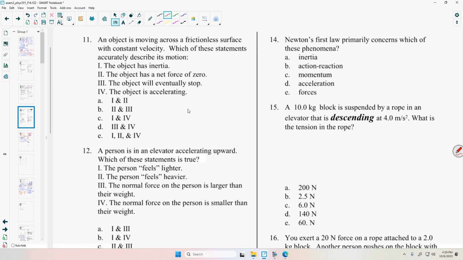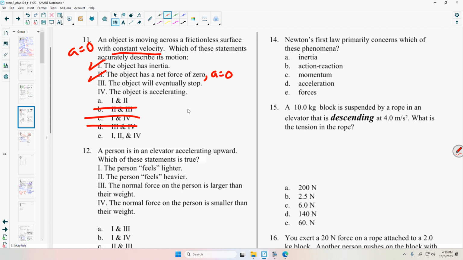Okay. See several of these. So, which of these statements is true? If an object is moving across a frictionless surface with constant velocity. So, no friction. A is equal to 0 if it has constant velocity. The object has inertia. Yeah, every object that has mass has inertia, so that is true. The object has a net force of 0. If it has a net force of 0, that means that the acceleration is 0 because it's moving with a constant velocity. Yeah, that's true. So we know that 1 and 2 are correct, so that can't be right, that can't be right, and that can't be right. So the object will eventually stop.